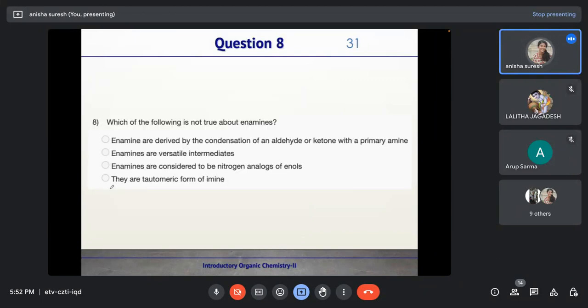Now coming to question number 8. Which of the following is not true about enamines? Four statements are given, out of which one is the wrong statement. Enamines are derived by the condensation of an aldehyde or ketone with a primary amine. Enamines are versatile intermediates. Enamines are considered to be nitrogen analogues of enols. They are the tautomeric form of imine. So which is the wrong option?